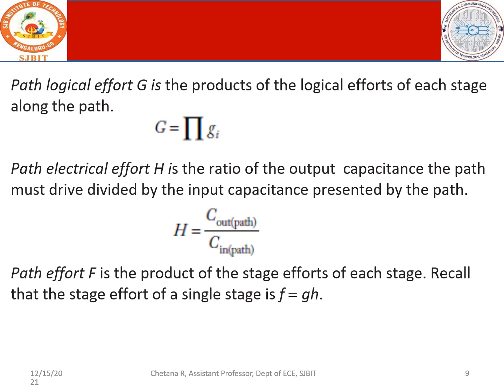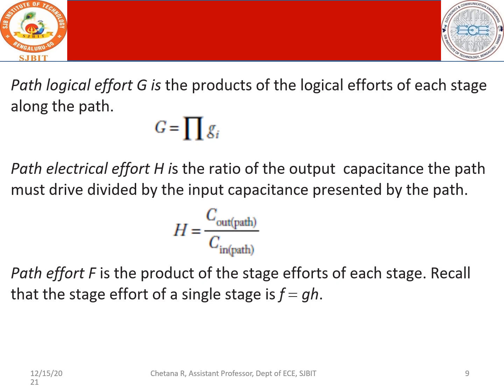This is the ratio of the output capacitance the path must drive divided by the input capacitance presented by the path. So whatever the capacitance is in that entire path that is being driven, and the input capacitance presented by the path, will be considered here. So C out by C in gives you capital H, the path electrical effort.